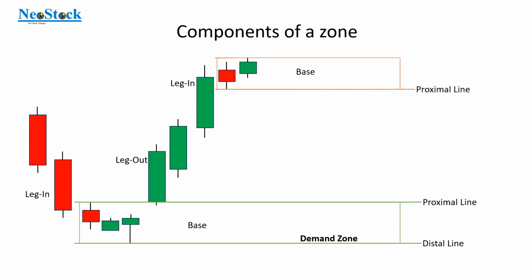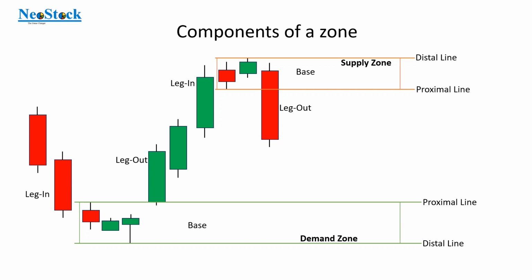In any base, we have a proximal line and also a distal line. Now what happened? Or what should happen? We should have a leg out. What is this leg out doing? Moving the price down. So it is a supply zone. So this is the way demand and supply zones will be created.